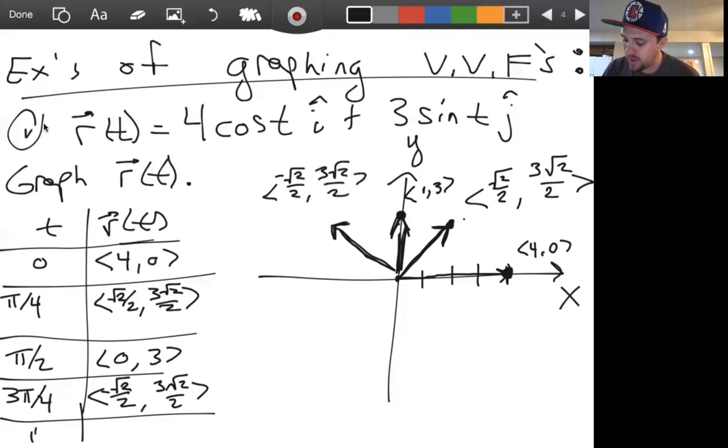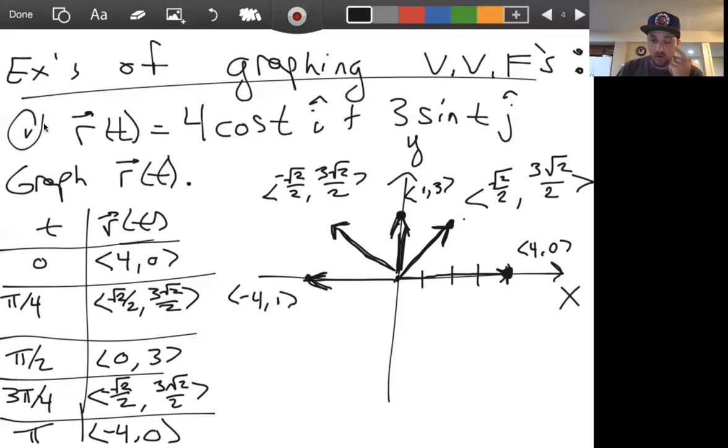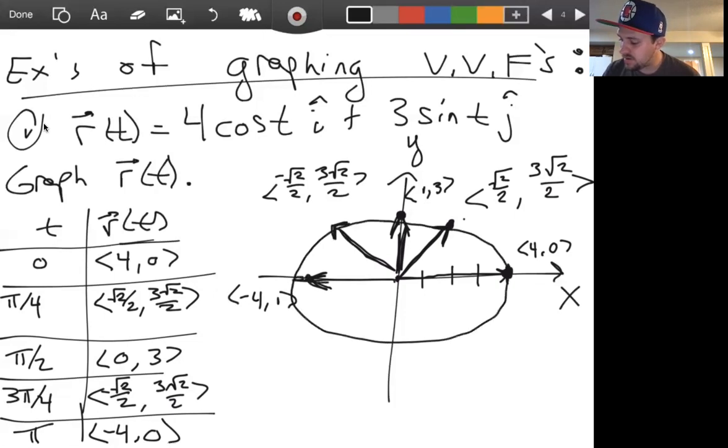And then what about pi? Well, if we're at pi, it looks like we're going to be at the vector negative 4, 0, which is here, right? We're at angle pi. This is negative 4, 0. And I encourage you to go around the rest of the unit circle and confirm that what we get is an ellipse. Let me draw this out a little more here.